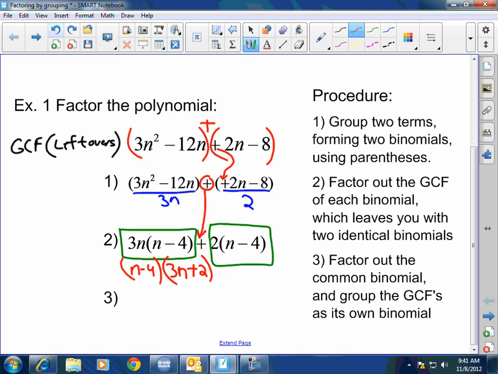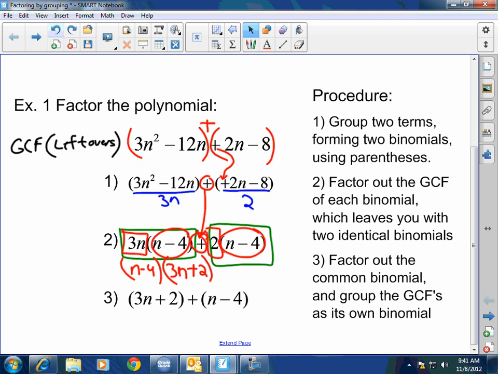You're not multiplying them. It's n minus 4. That's the binomial, right? That was common to both terms, correct? And then what am I left with? A 3n and then a plus 2. Do you guys see that? You promise? And then that's what it would look like, nice and pretty. Either way, the n minus 4 could go in front. That doesn't matter.